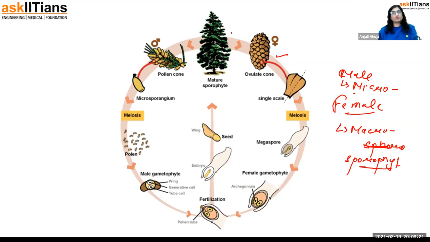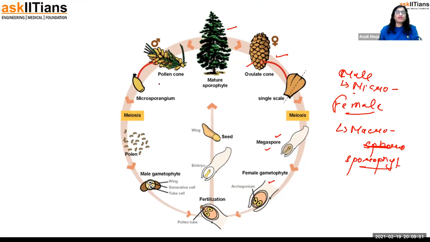So this is a mature sporophyte here, on which the cone is present. In certain cases, the male cone is present at a different location, upside or downside, like that. So this is a cone, the ovulate cone. This is a single scale, meaning one part of the sporophyll. It will show meiosis. It will show cell division. In those cells, cell division forms the male gamete, female gamete, megaspore. So this is a female gamete. This is a megaspore.